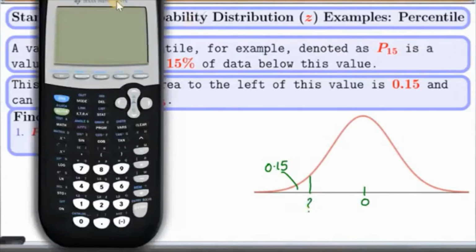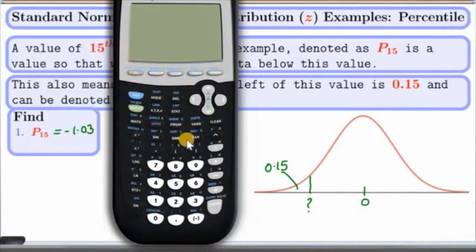Now, let me show you how to find this value here using calculator. So for that, go to second, distribution, then go to inverse norm. Use this arrow key to go down there, then hit enter. So here we will need area to the left, our mean, and the standard deviation. So in this case, our area to the left is 0.15. That's what we'll put here, 0.15. And our mean is 0 and our standard deviation is 1. Now hit enter. Okay. And this is exactly what we got also from the table.